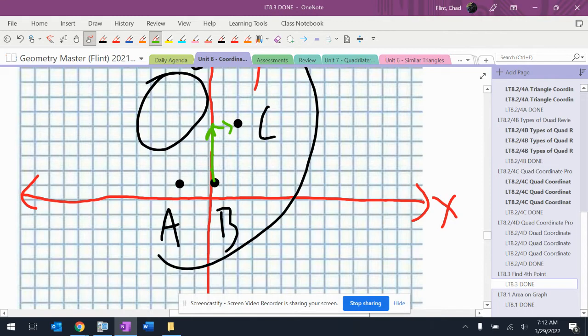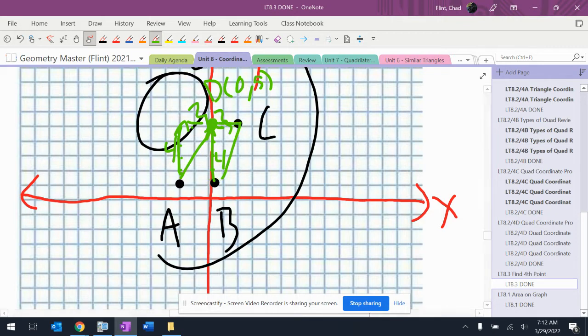1, 2, 3, 4. 1, 2. So up 4, over 2. 1, 2, 3, 4. 1, 2. Put it right there. Let's see. So that's point D, and it's at 0, 5. All right, and there's my 4 and 2 to make my opposite sides parallel.